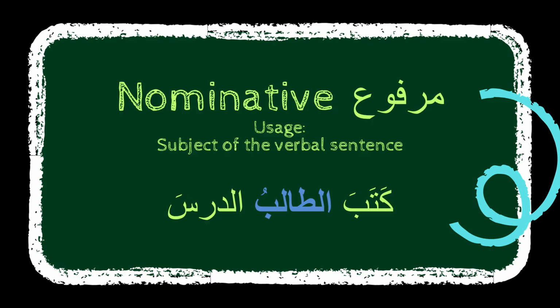Now, الطالب, you can probably notice that الطالب has a dhamma. And this means that this word الطالب is the subject of the verbal sentence, the doer, quote unquote, of the verbal sentence.